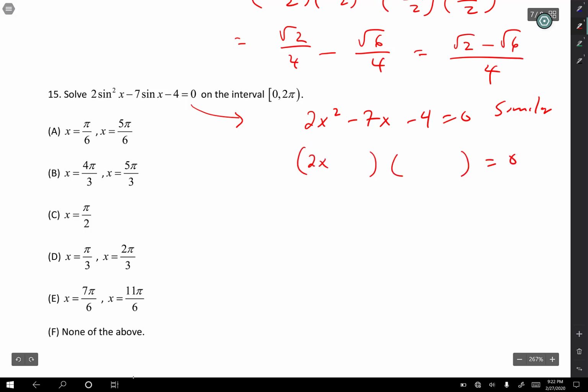squared, that's 2x and x. And then two numbers that multiply to give you a negative 4, but remember they have to add up to negative 7. So you could try 2 and 2, but that's not going to add up to negative 7. So it has to be 4 and 1. The 4 is here because 2 times 4 is 8. And the 1 is there because 1 times x is just 1. And the difference between 8 and 1 is 7.